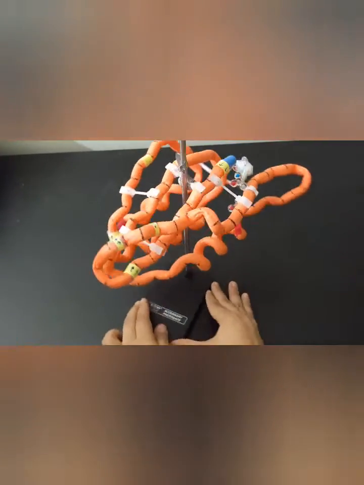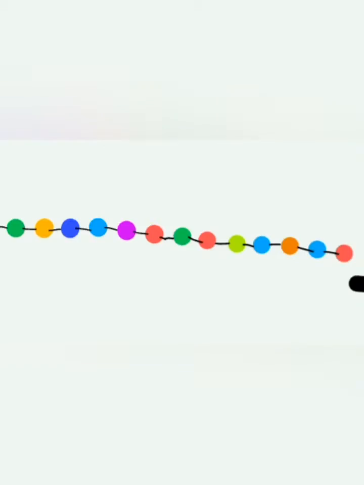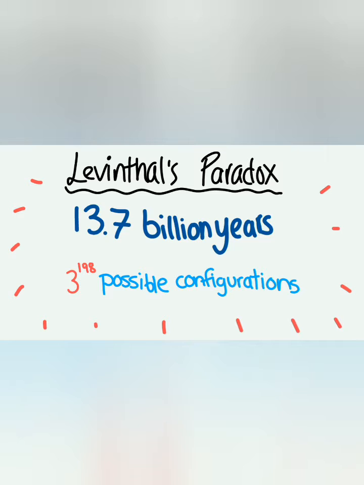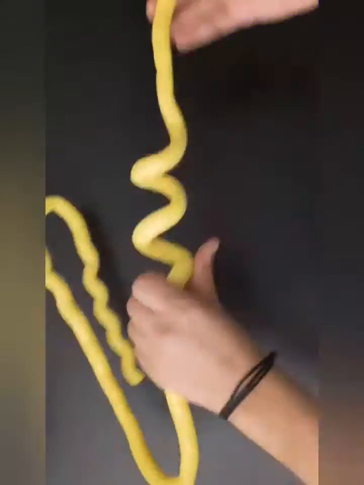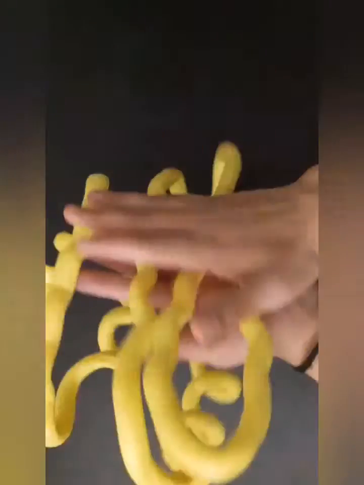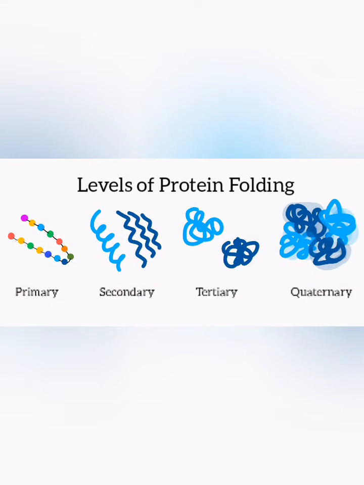But how exactly do proteins go from this to this? Levinthal's paradox states that it would take longer than the age of the universe to sort through all the combinations of a protein structure to find the right one. Yet proteins can do this in milliseconds. So how can they fold so quickly? Let's go through it step by step.